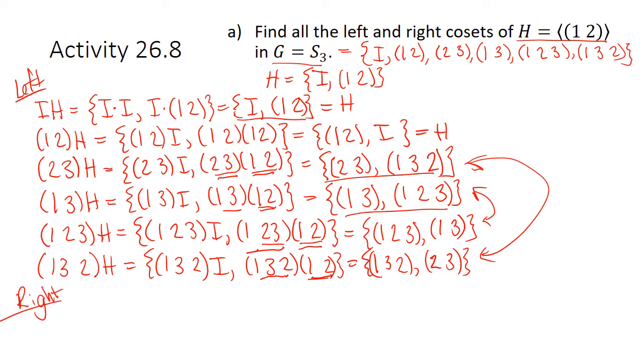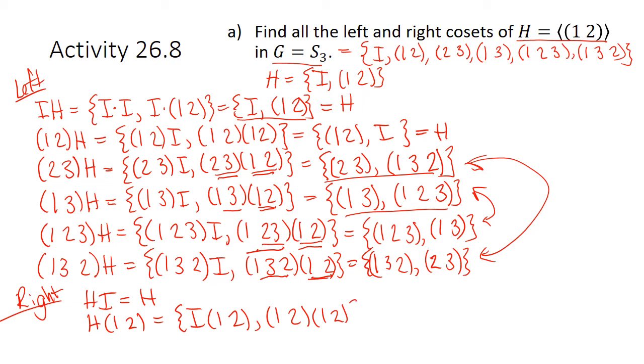Okay, so right, obviously H times the identity is just going to be H again. So let's see, H times (1 2). Maybe I'll do that one. So the identity is going to be on the left, and then (1 2) will be on the right, and then (1 2), and then (1 2). Okay, so this is just H again. Let me do just one more.